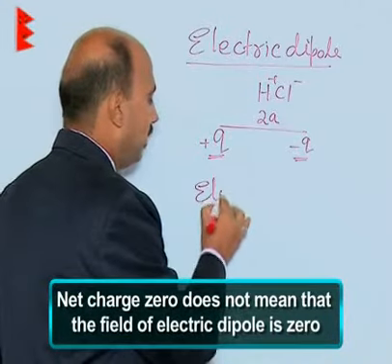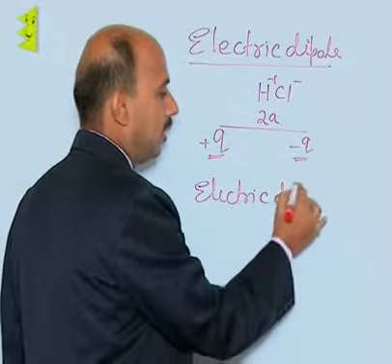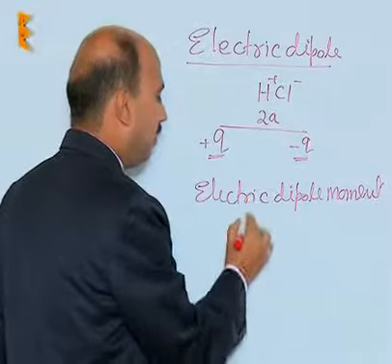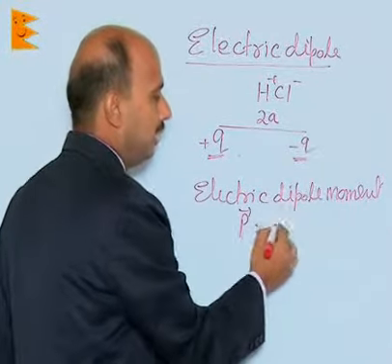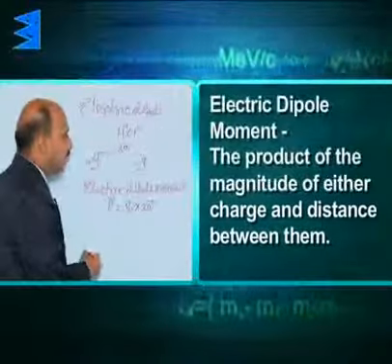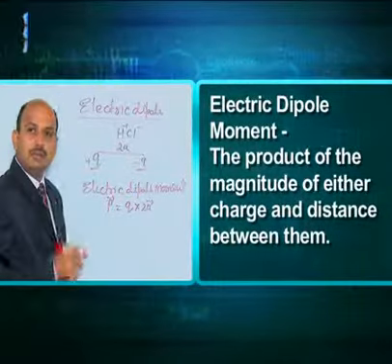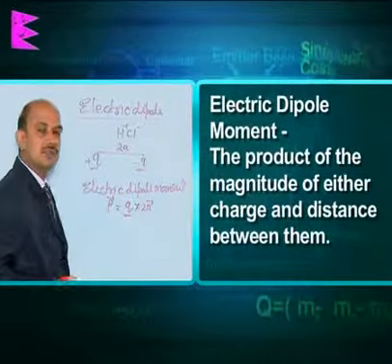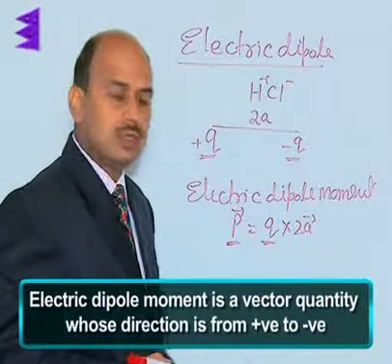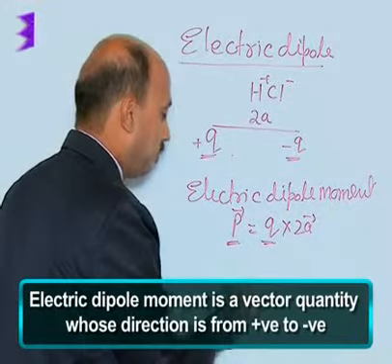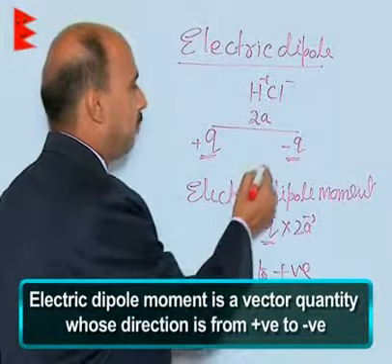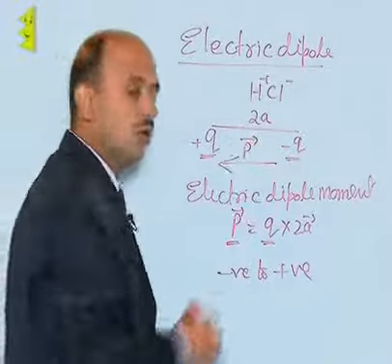Electric dipole moment is P equal to the magnitude of either charge into 2a. So the electric dipole moment of this system is defined as the product of the magnitude of either charge and the distance of separation. Electric dipole moment is a vector quantity. By convention, its direction is taken from negative to positive. So the direction of electric dipole moment is like this, that is, negative to positive.